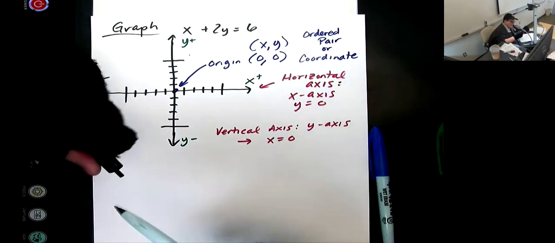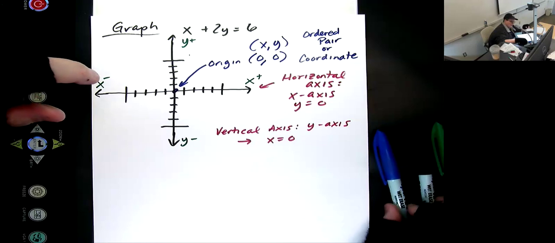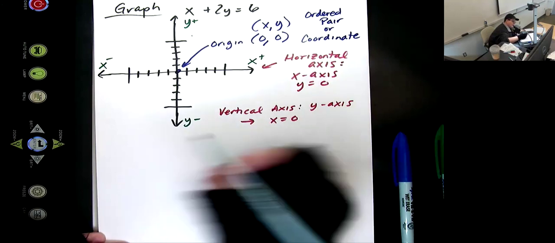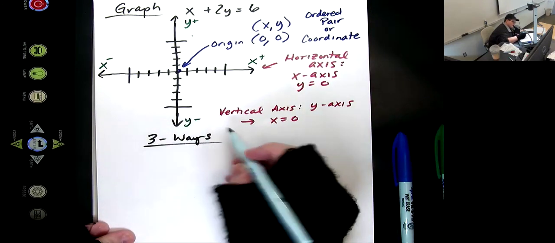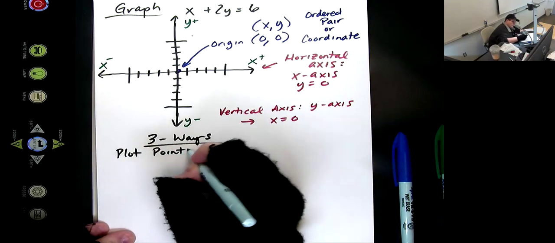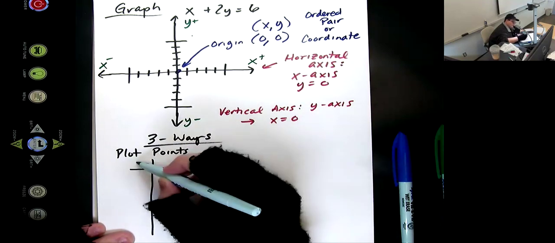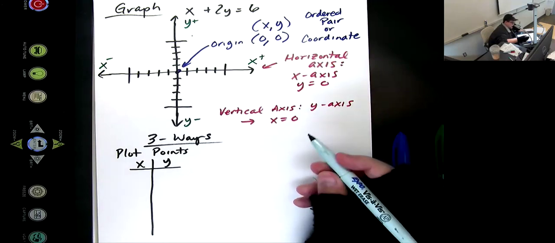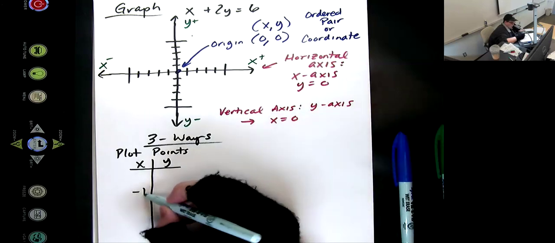So we will have a line. So our equation, x plus 2y equals 6. One way to do this, to plot it, we're gonna cover 3 ways that are common. The first one is plot points. Common ones are -1, 0, and 1.